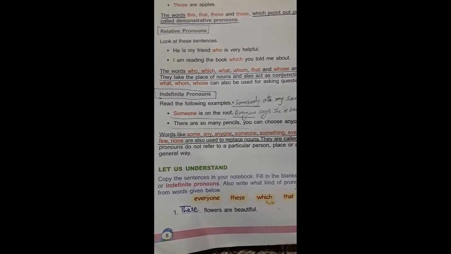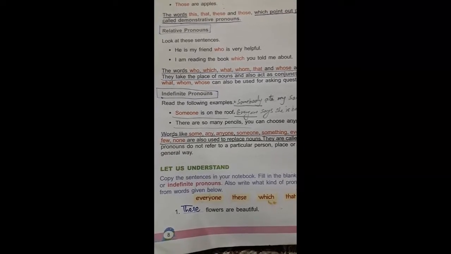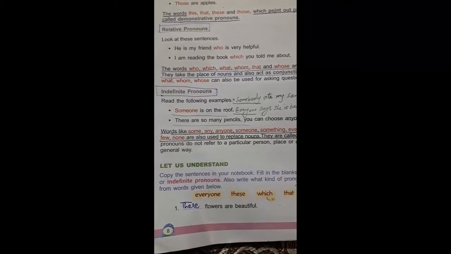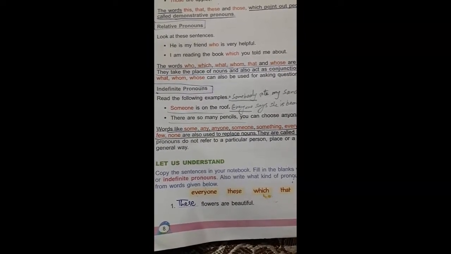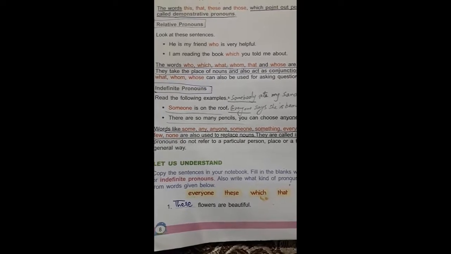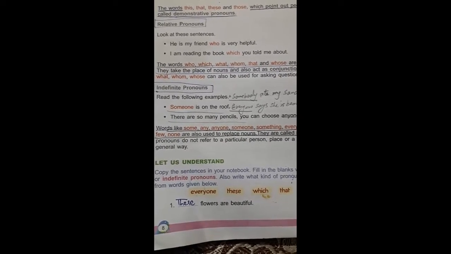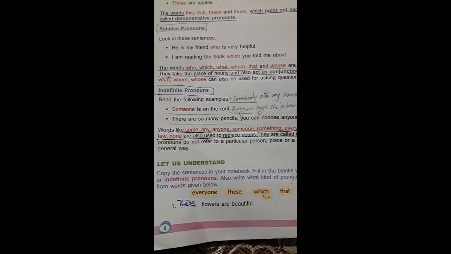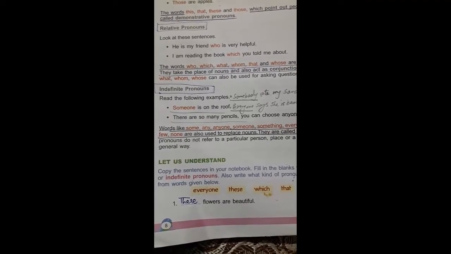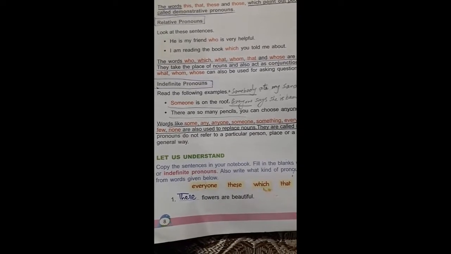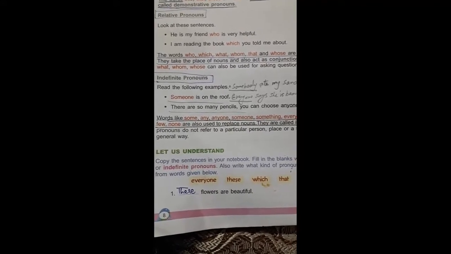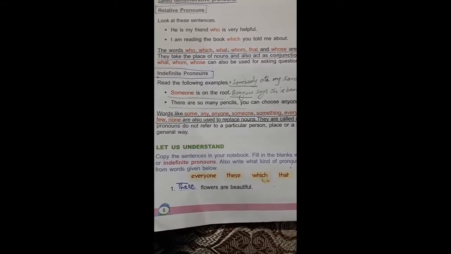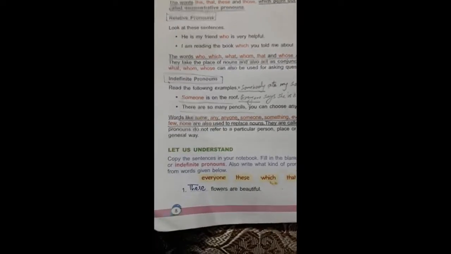In the first one, it is he is my friend who is very helpful. Who is a relative pronoun and it is relating the first clause of the sentence to the second clause. He is my friend who is very helpful. Now move on to the second example. I am reading the book which you told me about. Here the first clause is related to the other clause through the word which. I am reading the book which you told me about. So we can also see that relative pronouns are also used as conjunctions and at places these are used for asking some questions.